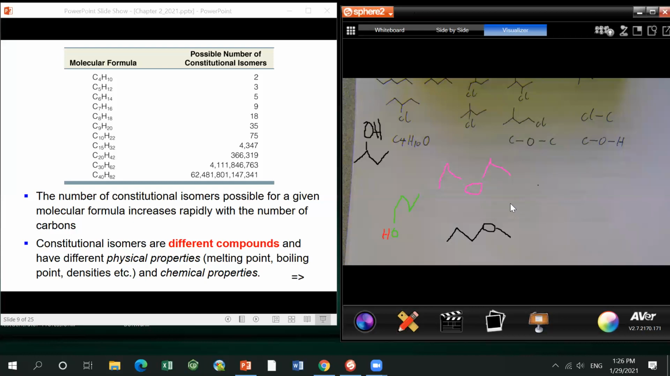Okay, so now I will go through this question and show you how to draw the constituent isomers. You need to do it stepwise.